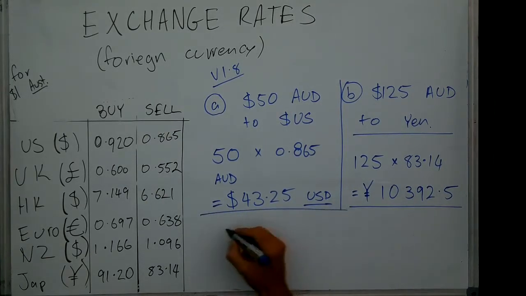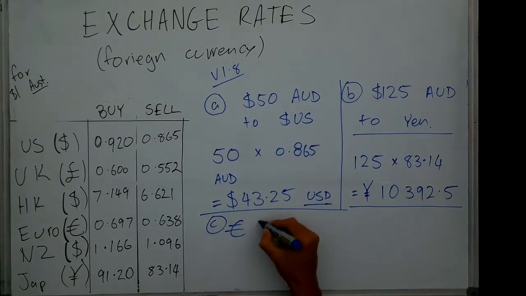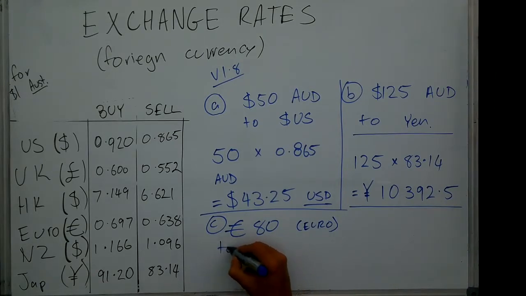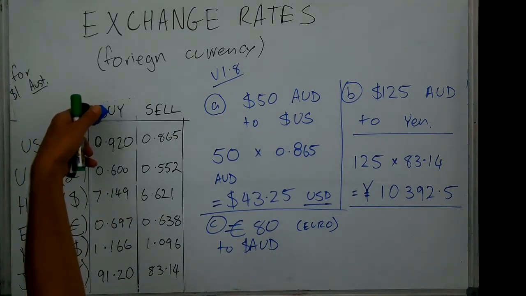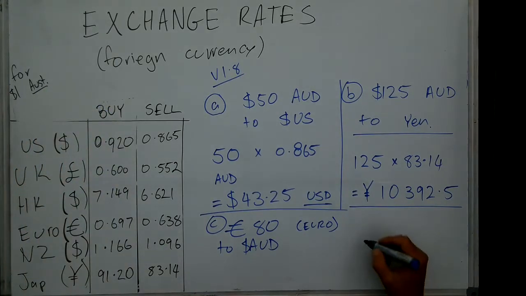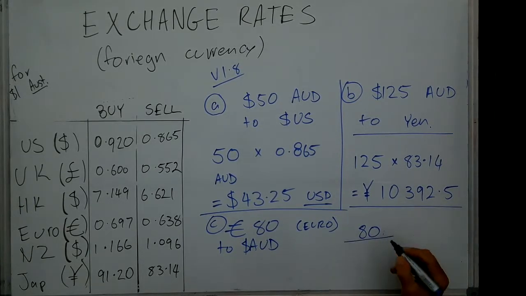And I can just put the third one in here. We have 80 euros, and we want to change that to Australian dollars. Because we're starting with a foreign currency, the bank will buy that currency back from us. So this is a situation where we need to divide by the buy rate. So we're going to have 80 euros. Let's write it like this.